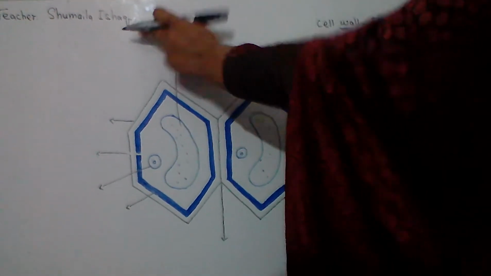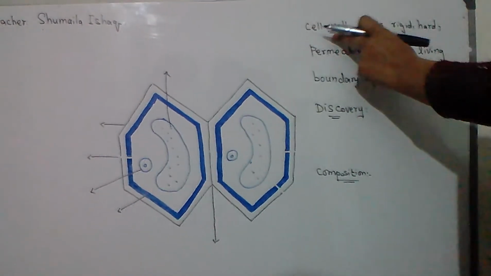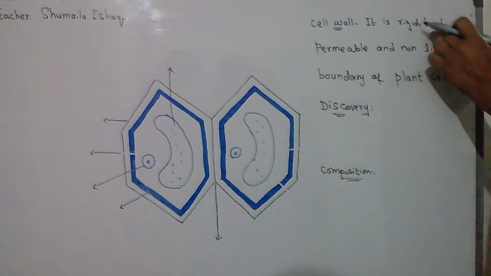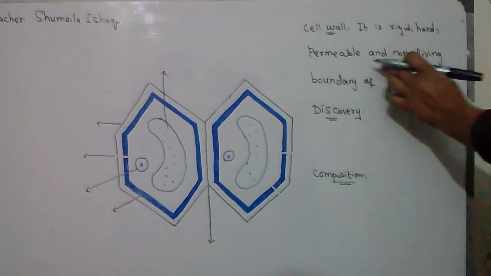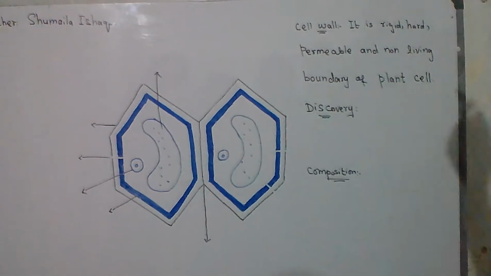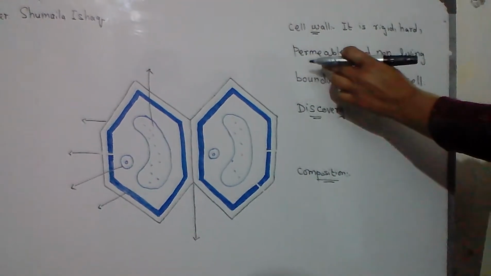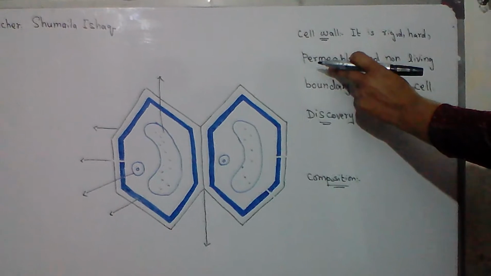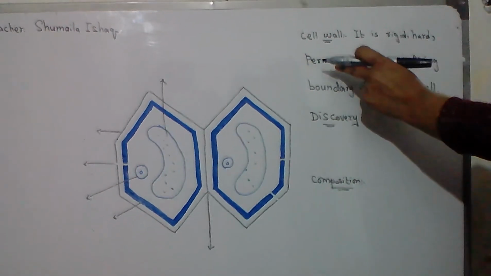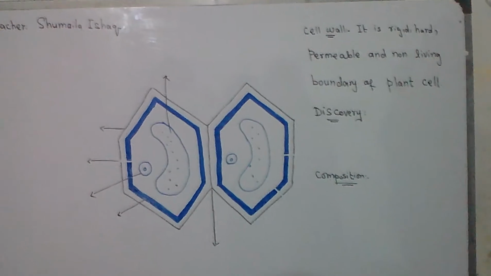Today my topic is cell wall. Dear students, as we already know, the cell wall is a rigid, hard, permeable and non-living boundary of the plant cell. I would like to repeat it for you again: it is rigid, hard, permeable, that is, it permits certain particles to go through it, and it is a non-living boundary of the plant cell.